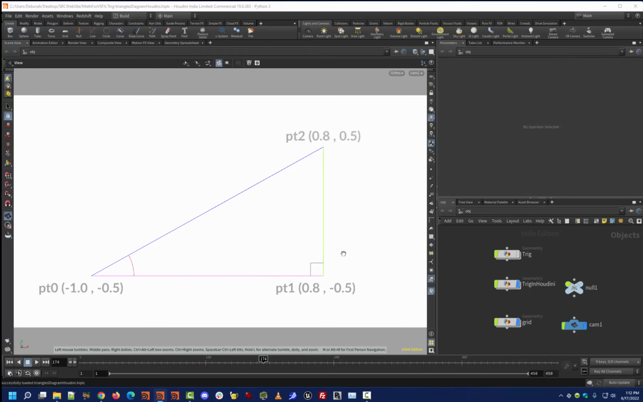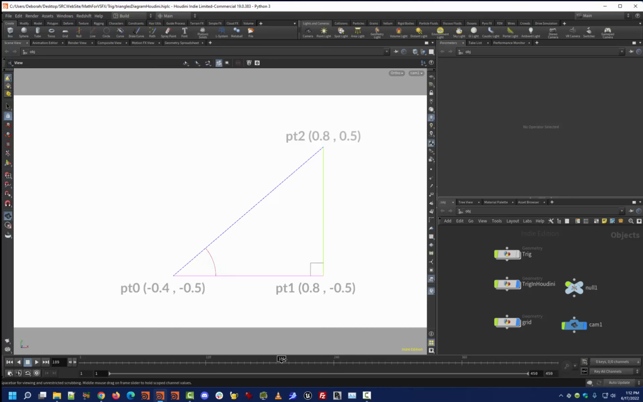So in here, rather than being theoretical, I've decided to create specific points in space. I have 3 points that I arbitrarily chose, and these points are defining a triangle. This is also a right-angled triangle, and I'm determining the angle based on these points. So this angle here. How do I do that?